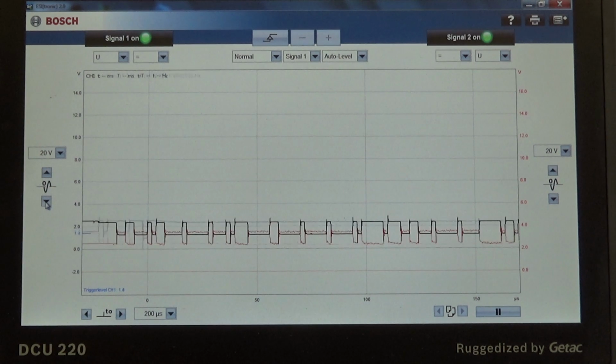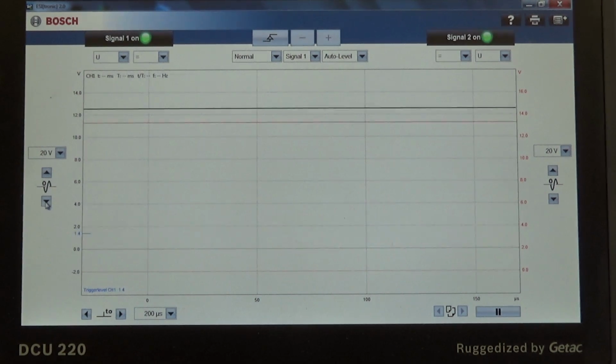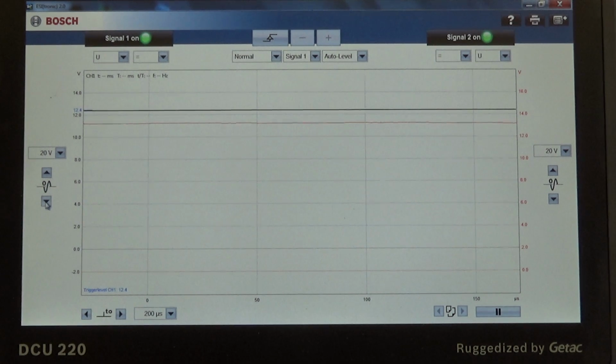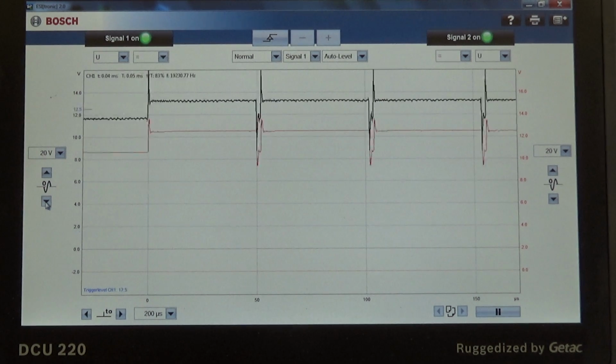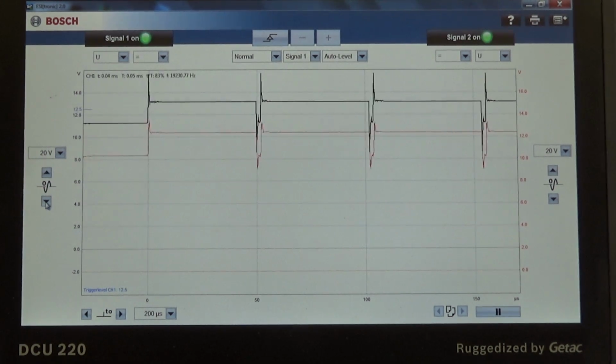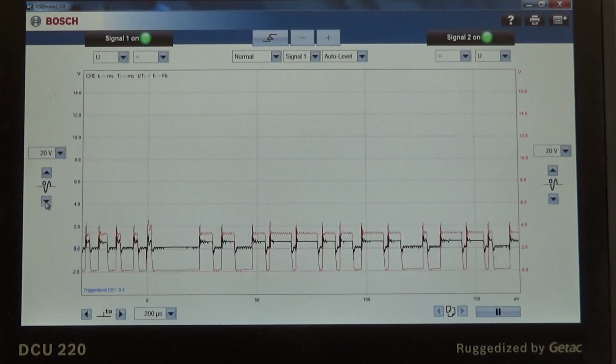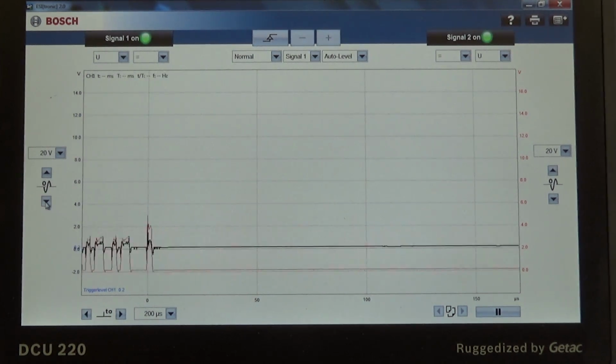So first of all, CAN high to battery voltage. It takes the whole thing up. Take it away. Battery voltage. That's what your CAN low looks like, shorted to 12 volts. It's raising the voltage level of the whole network. So you can see if you've got a short to power, that's what's going to happen to your network. And if we go short to ground, that's what's going to happen to your network.